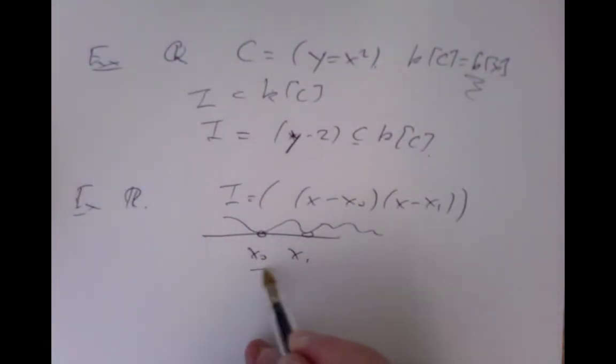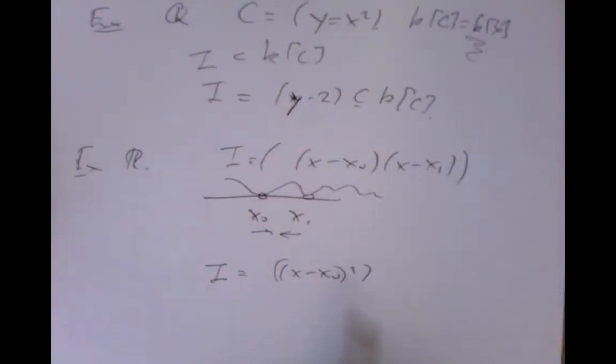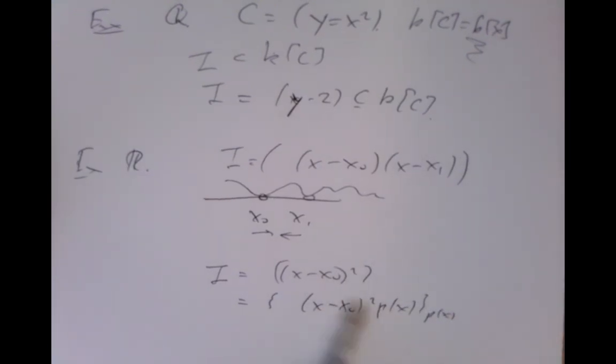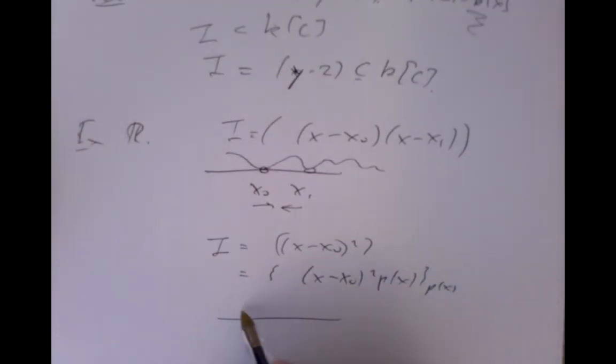What about if we make the points collide with each other? Intuitively, we'd expect a kind of limiting ideal, which would be the ideal generated by x minus x naught squared. So it's the set of polynomials of the form x minus x naught squared times a polynomial of x. So they're the polynomials that have an x minus x naught squared factor. In other words, they vanish twice at x naught. They don't just vanish once. They vanish to second order.